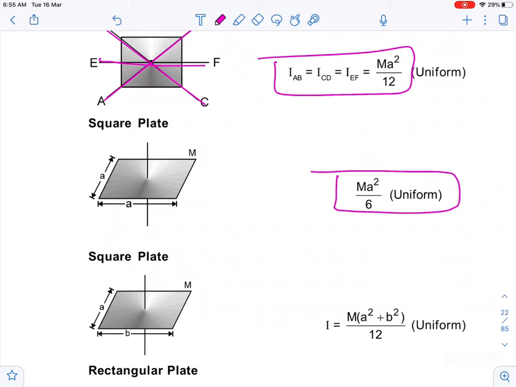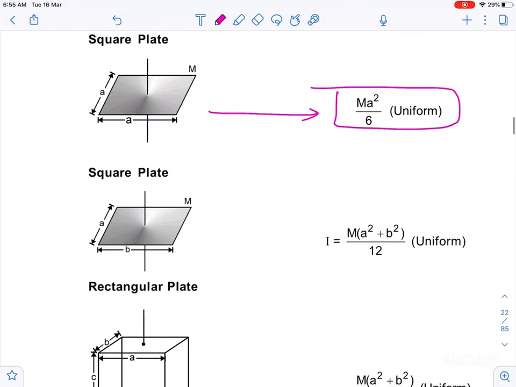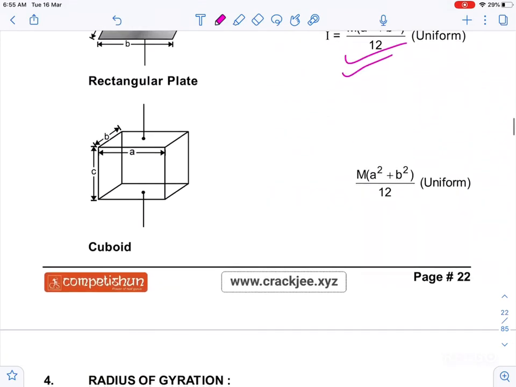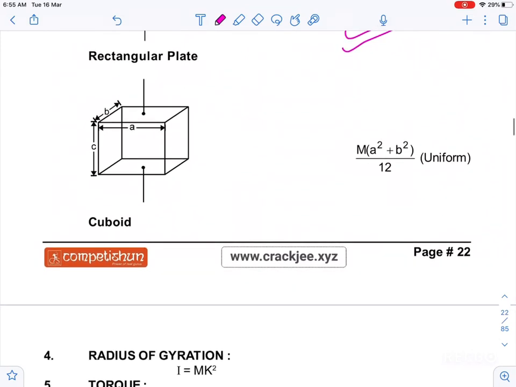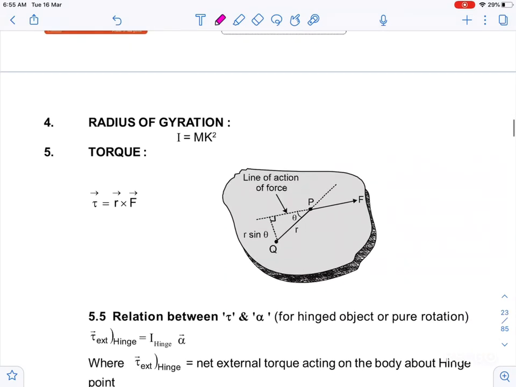For a square plate, Ma square by 6. You have to keep this result as it is, Ma square by 6. And if this is actually not a square but a rectangular plate, then M(a square plus b square) by 12. This result you have to keep in mind. Now this cuboid, M(a square plus b square) by 12.